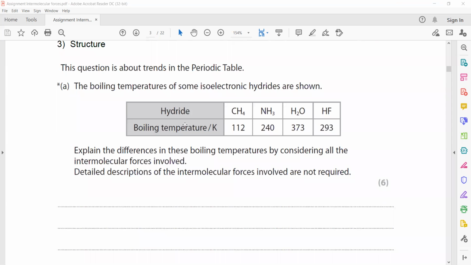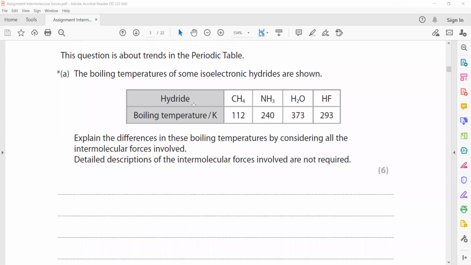The next question is about the trends in the periodic table, the boiling temperature of some isoelectronic species. Isoelectronic means they have the same number of electrons, that's why we call them isoelectronic. Explain the difference in the boiling temperature. You can see CH4, then NH3 is higher, then H2O, and then HF. H2O has the highest. These temperatures are given in Kelvin. Explain the difference in the boiling temperature by considering all the intermolecular forces.